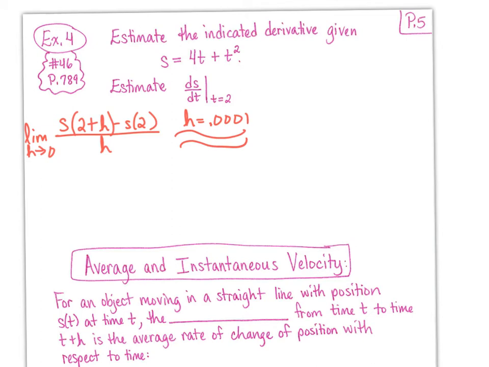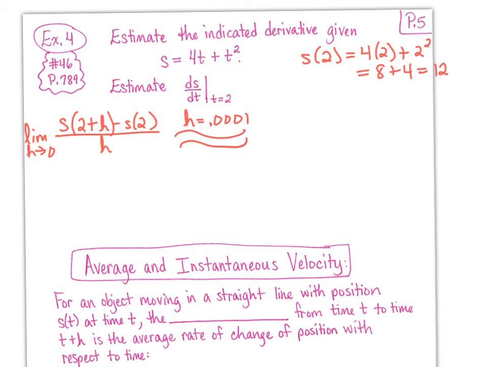Since we have to find s of 2, let's find s of 2. S of 2 would be equal to what? Talk it through and tell me. 4 times what? 2 plus what? 4, because that's 2 squared. So you get 8 plus 4, which is 12. Good.